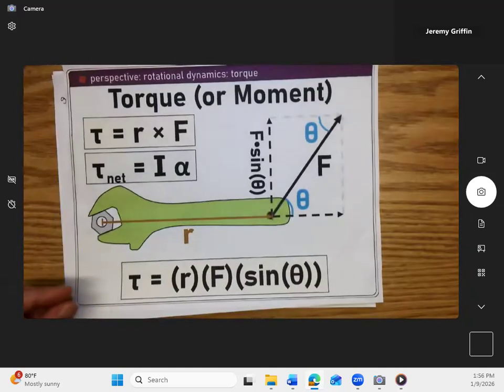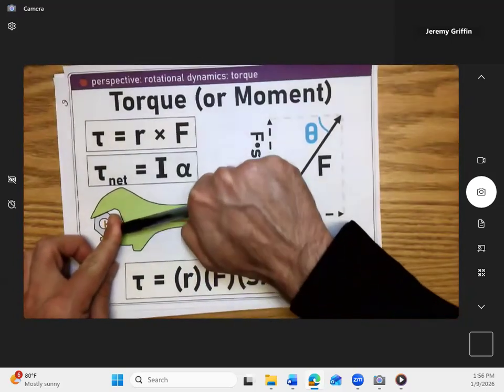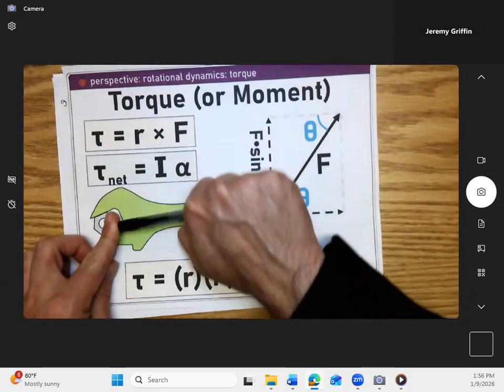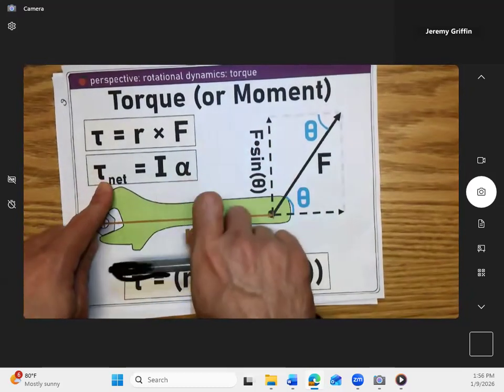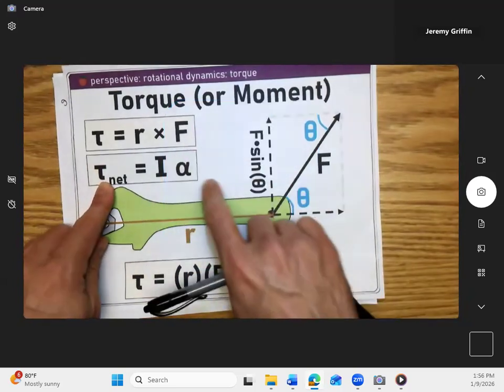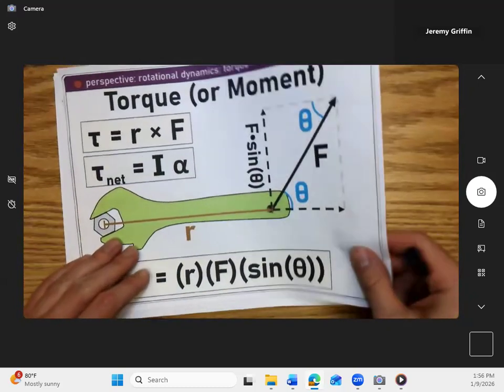Okay, you guys remember this poster? Got the wrench in the nut. If I push a force perpendicular to the wrench, it causes it to turn. That's a torque. And a torque will cause something to accelerate in an angular sense. This is Newton's second law of motion, but in a rotational form. Think of it that way.